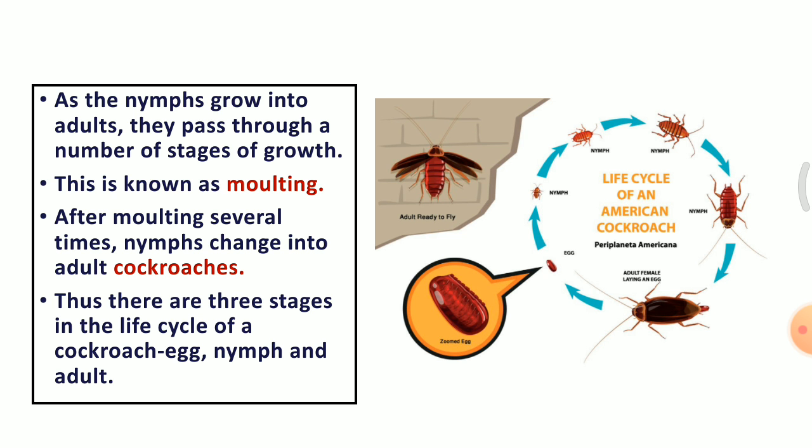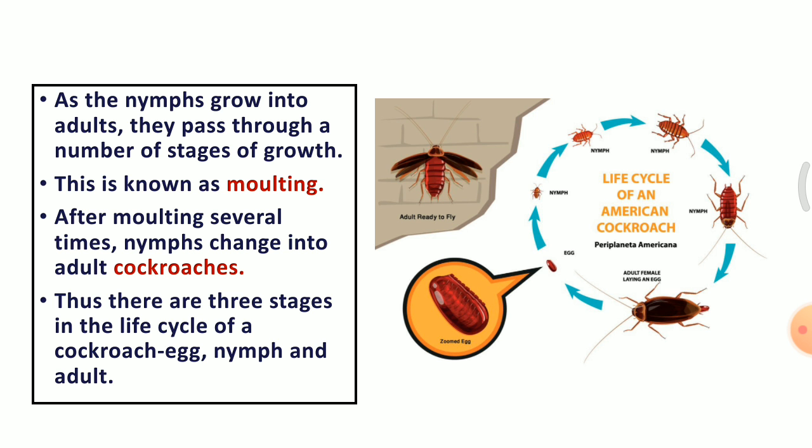So there are three stages in the life cycle of a cockroach: egg, nymph, and adult. The cockroach lays eggs. From the egg, the nymph comes out. This nymph goes through a number of stages of growth. This process is called molting. After several moltings, the nymph changes into an adult cockroach. Dear students, are you clear?